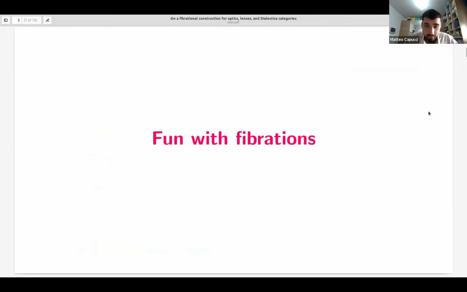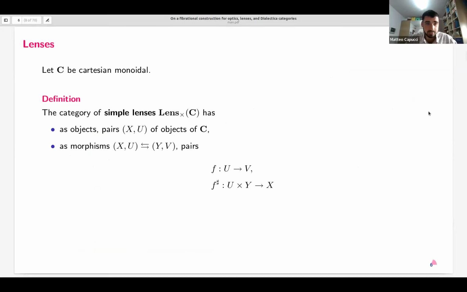But anyway, let's start with fibrations. So this is going to be a talk about how to use fibrations to do cool things. And specific fibrations like the fibration of lenses. So if you have a Cartesian monoidal category C, you can build this fibration of simple lenses. Specifically, you can build a category of simple lenses whose objects are pairs of objects and whose morphisms have this shape here. They're given by one arrow between the bottom objects, so U and V, and a morphism like this that we think of on top.